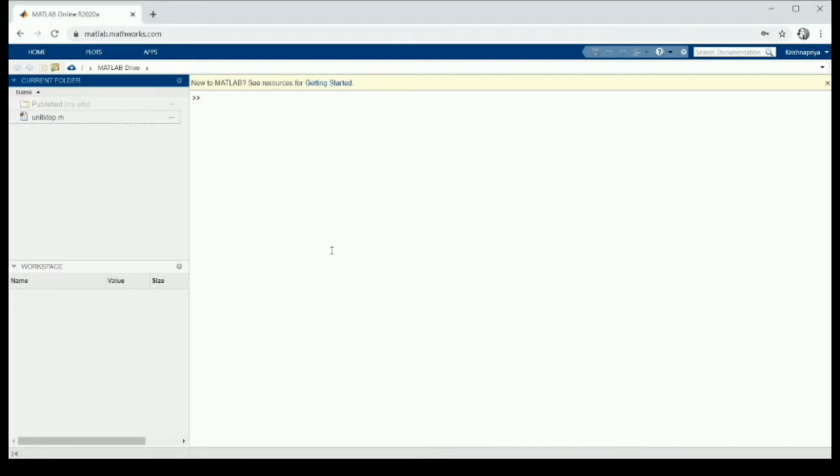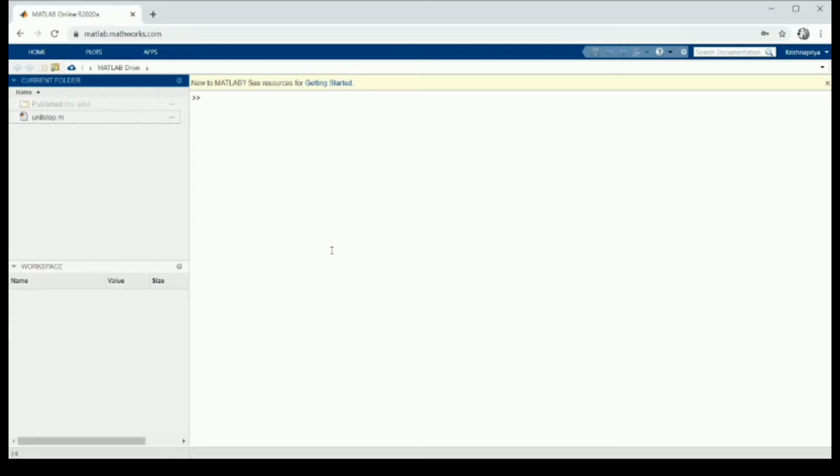Hi all, myself Krishnapriya, and I'm here to explain how to plot one of the elementary signals, that is the unit step signal, using Matlab. Hope you all know the analytical representation of the unit step signal. The output of the unit step signal will be 0 for time instances less than 0 and will be 1 for values greater than or equal to 0.